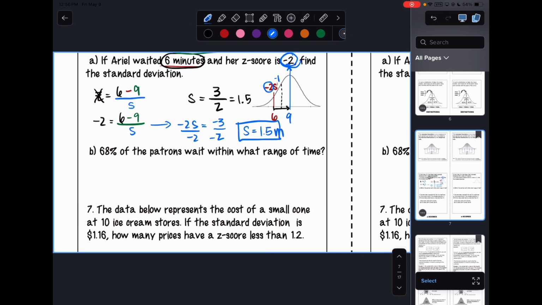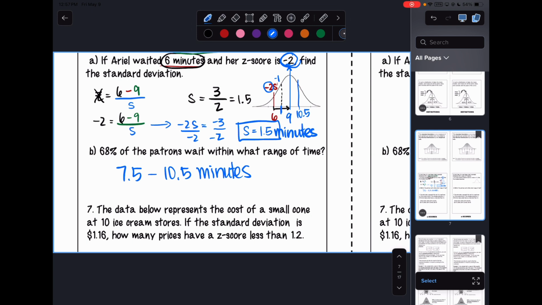If I really wanted to be clear on that, I will put the word minutes next to it. 68% of the patrons waited within what range of time then? It will be 1 z-score away above and below the mean. So that would be what? 1.5 minutes away from 9. Below is 7.5 to 10.5 minutes.